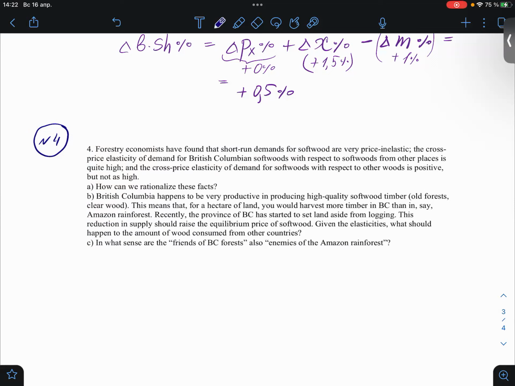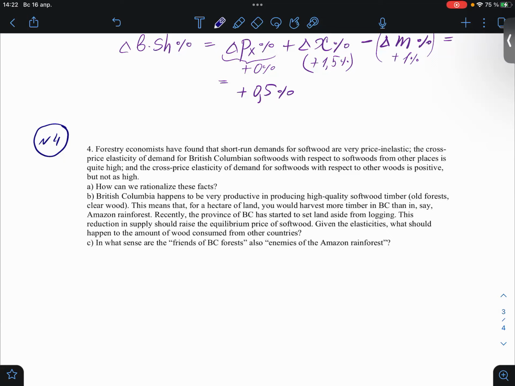Forestry economists have found that short-run demands for softwood are very price inelastic. The cross-price elasticity of demand for British Columbian softwoods with respect to softwoods from other places is quite high, and the cross-price elasticity of demand for softwoods with respect to other woods is positive, but not as high. How can we rationalize these facts?